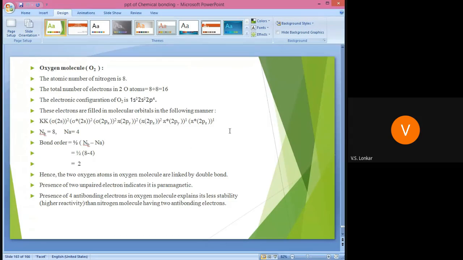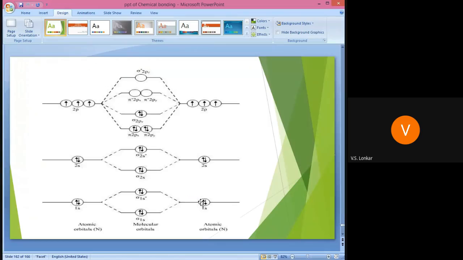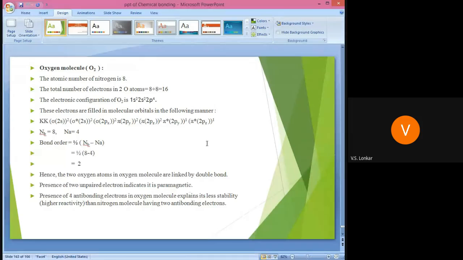See, in N2 there is no unpaired electron, therefore it is diamagnetic. But whenever we consider O2, it consists of 2 unpaired electrons, therefore it is paramagnetic. See next, the presence of 4 antibonding electrons in the oxygen molecule explains its lower stability or higher reactivity than the nitrogen molecule, which has 2 antibonding electrons.